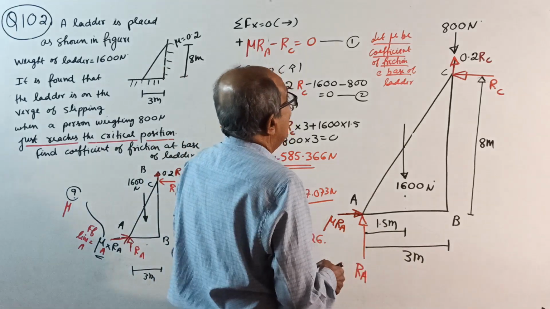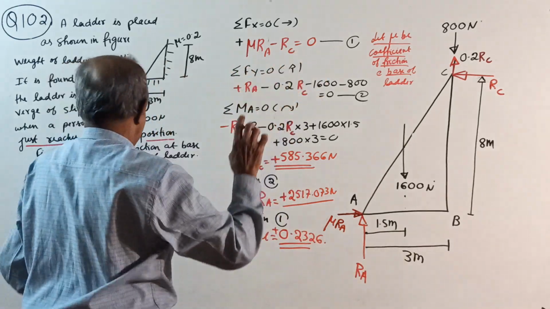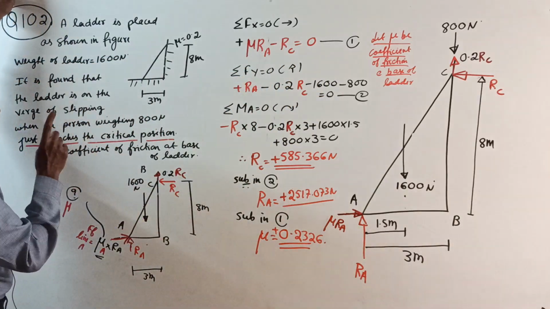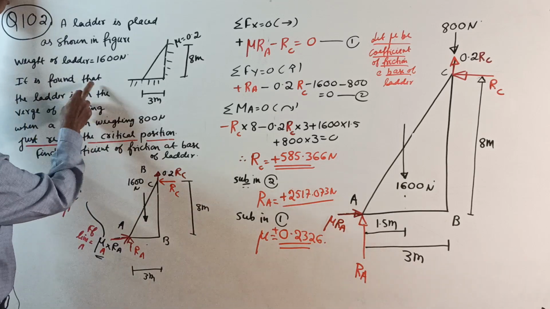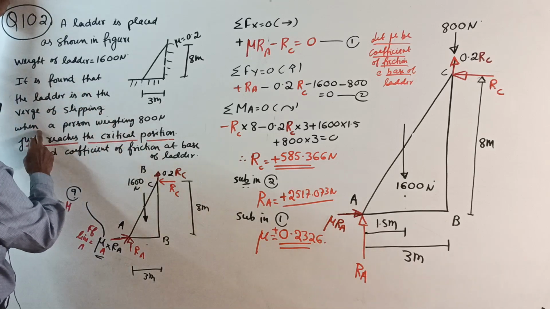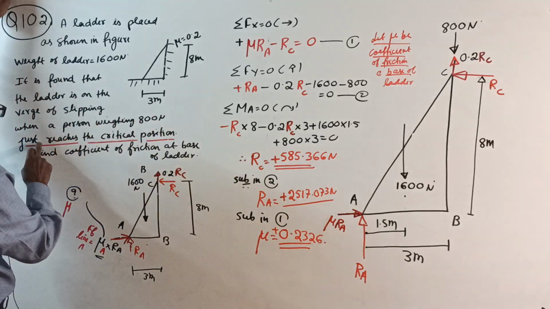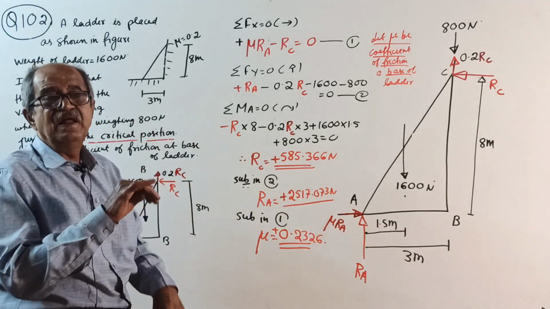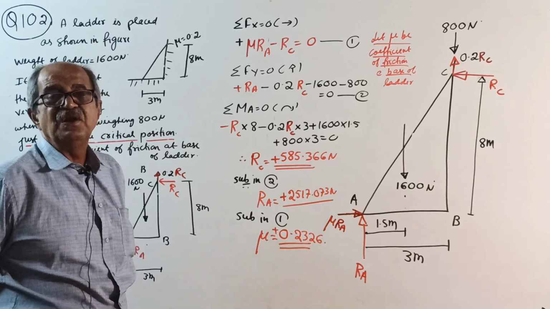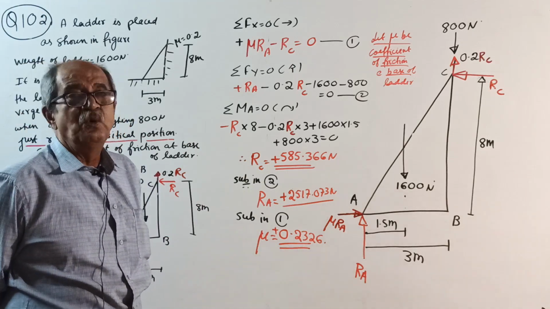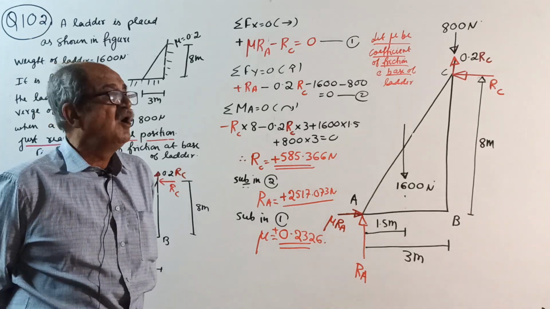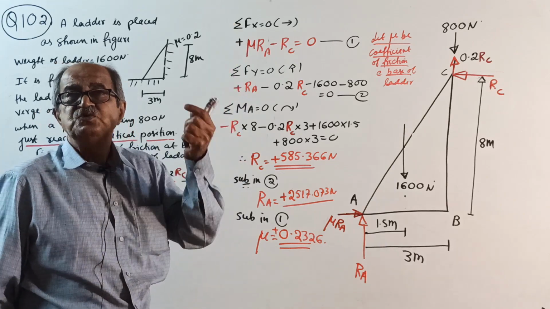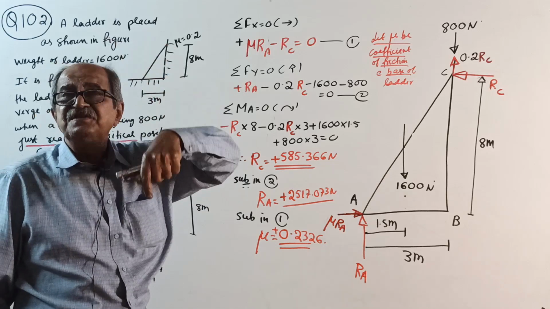Now, how to place the person? You can see the answer there. One statement you write, I will dictate here: it is found that the ladder is on the verge of slipping when a person weighing 800 Newton just reaches the critical position. Suppose you are ascending a ladder, the most critical position is where, if the ladder is not stable or you have a doubt, and if the height of the wall is too high and suppose you fall down, it will be a dangerous situation.